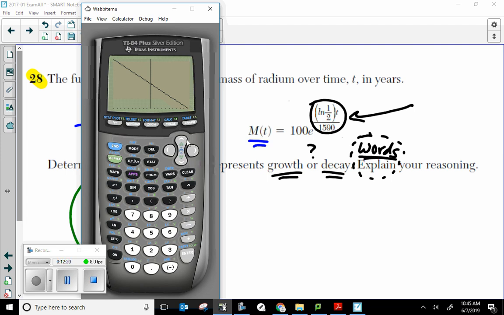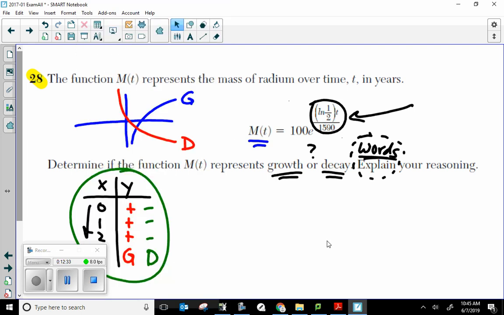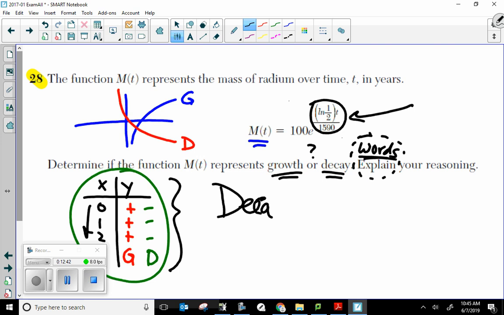So you can say, by looking at the graph, or if I were to look at the table, you can see how as I go down the x-axis here, my y's decrease. That also tells me it's decay. So I can choose either one of these. I'm going to use this right here. I'm going to say this is decay. That's a C. How come?